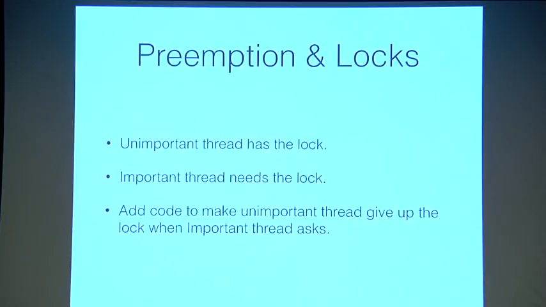Don't have to worry about it in most of our Python code, but preemption and locks can be a serious problem, or can get very complicated. What happens is you have some unimportant thread and some important thread, and they share a lock. The usual way to deal with this is to make it so that when the important thread says, I need the lock, the unimportant thread says, okay, I'm sorry, I'll give it up. I'll stop, you go ahead, and then I'll get it back later, or I'll fail in my task and restart.